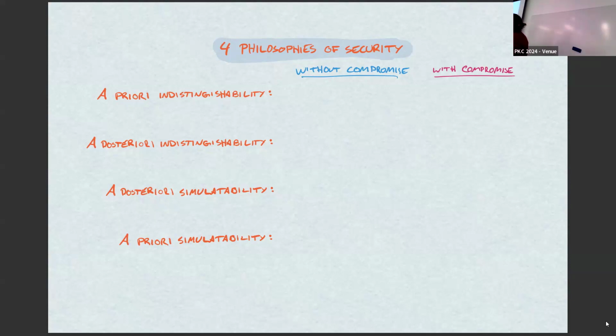If we just look at what we get without compromise, this is the information theoretic version of what a priori indistinguishability looks like. Given two different messages, M0 and M1, what is the probability that you observe a certain ciphertext? And that gives us a good old NCCA notion that we're all used to.